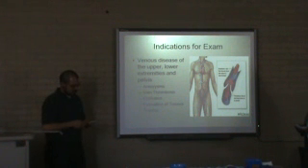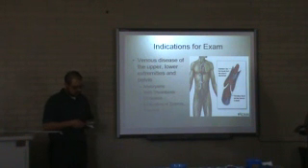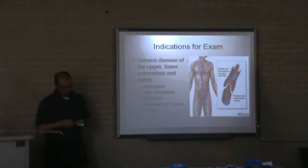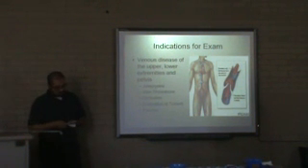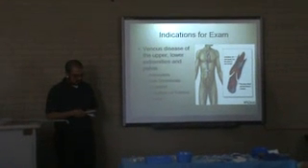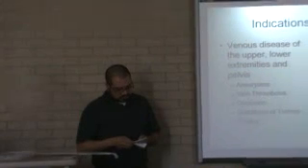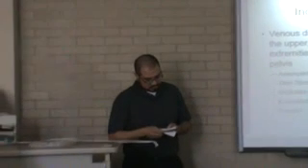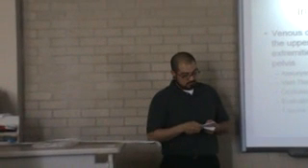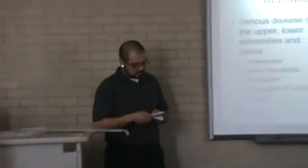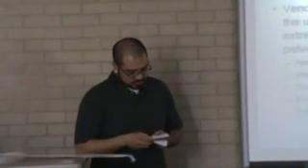So indications for exam: venous disease of the upper and lower extremities and pelvis. This includes aneurysms, chronic deep vein thrombosis, superficial vein thrombosis, and trauma. Also evaluation of tumors, and upper extremity vein mapping for transvenous pacemaker placement or dialysis access.